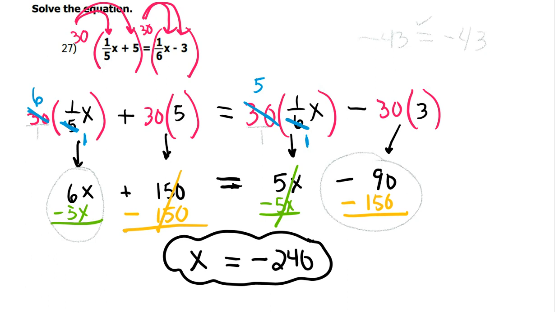Sorry, I don't have a way to show that on my screen, unless I just wrote it out, but I was doing it on my calculator. But it does check. I plugged and chugged into the original equation, and the left side and the right side both balance to be negative 43s. So the negative 240, sorry, this looks like a 246. That's a 240 is correct.